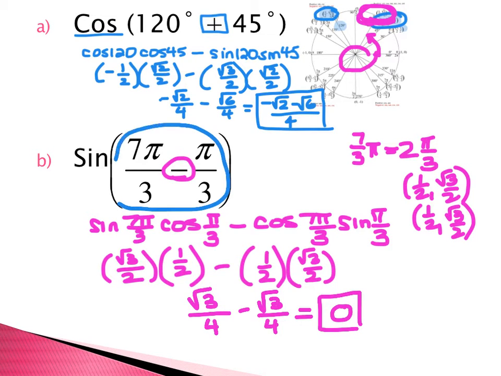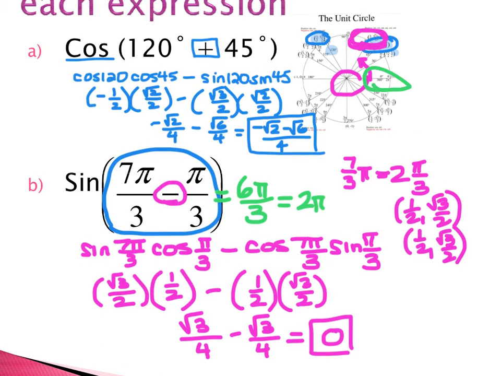This time, you actually could have seen it from my original question. If I simplified this, I'd get 7 pi over 3 minus pi over 3, which is 6 pi over 3. And 6 pi over 3 is 2 pi, which is over here on the right, and the sine there is 0. So it is possible that you can simplify what's inside your parentheses first, but most likely that will not happen on your test. You're going to get ones where you're forced to use the unit circle and the sum and difference formula.